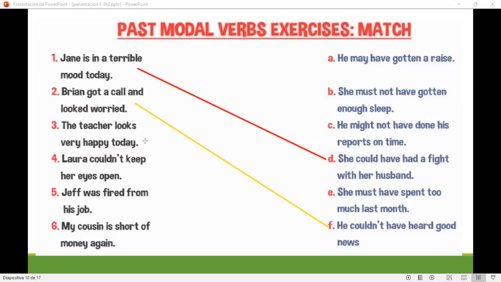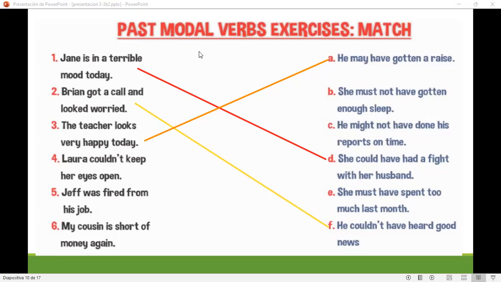So what is the meaning of raise? Raise is, for example, when you work and your boss gives you $100 more. So that is a rise, un aumento. Okay, that is a rise, un aumento. Okay, number 4.